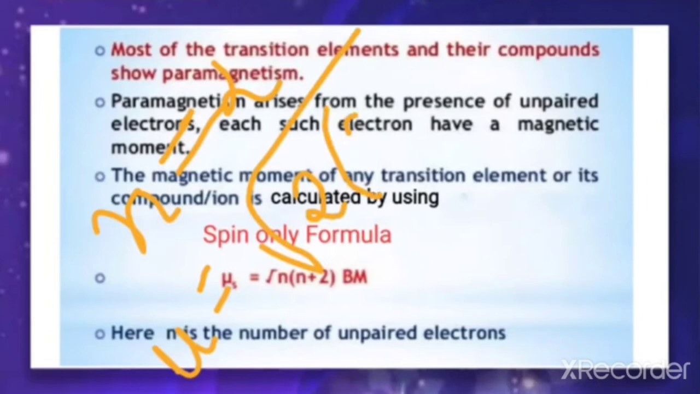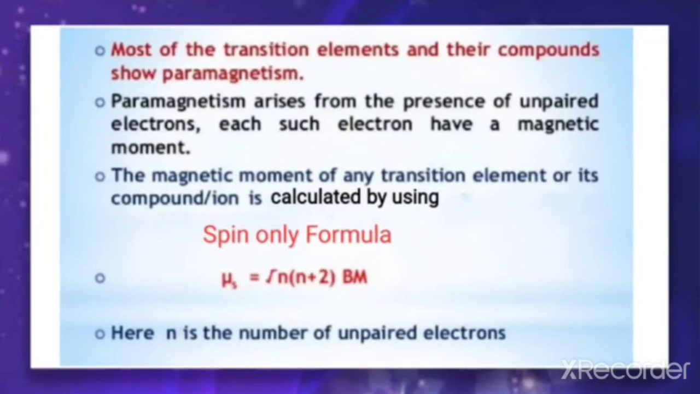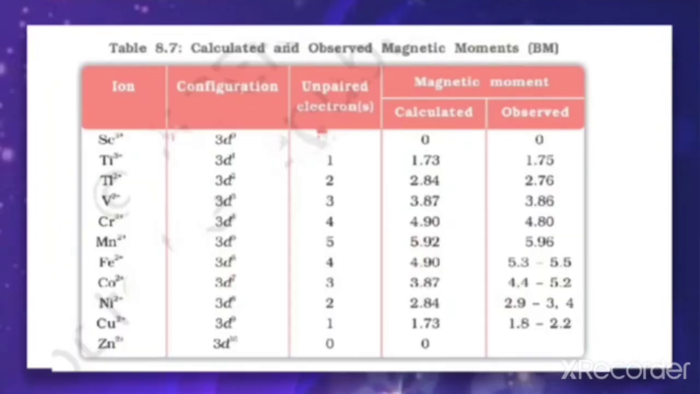So 2 into 2 plus 2. When you solve this one, you will be getting the value approximately 2.84. That is the way you do this problem, that is, for finding the magnetic moment we'll be using this formula. On the basis of this formula, there are some transition metal ions given in tabular form in the textbook. The calculated and observed magnetic moments are given here.